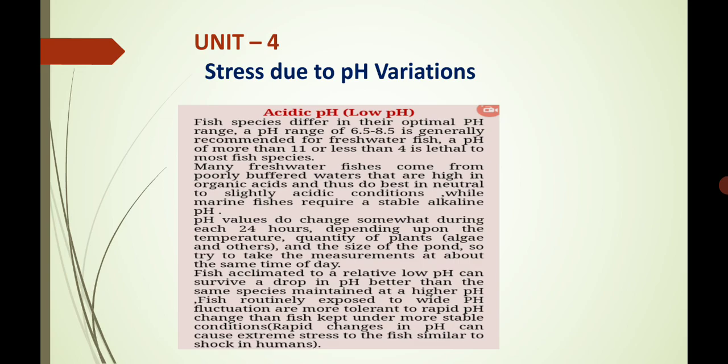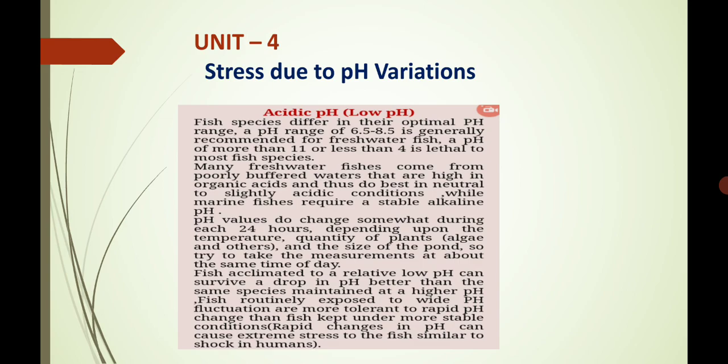Many freshwater fishes come from poorly buffered waters that are high in organic acids and thus do best in neutral to slightly acidic conditions, while marine fishes require a stable alkaline pH. pH values do change somewhat during each 24 hours depending upon the temperature, quantity of plants, algae and others, and the size of the pond. So try to take the measurements at about the same time of the day.